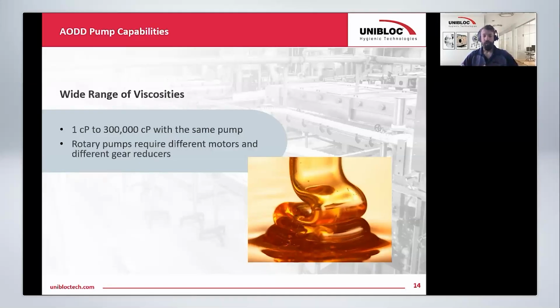But you're generally selecting a gear reducer and motor size for that specific viscosity, whatever the customer's pumping. It's hard to spec a lobe or a twin screw pump that'll handle something that's as thin as water and as thick as tomato paste. You're generally going to have the power and speed for one of those, but not both.